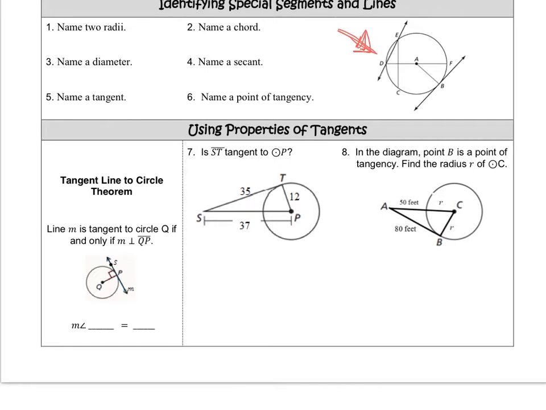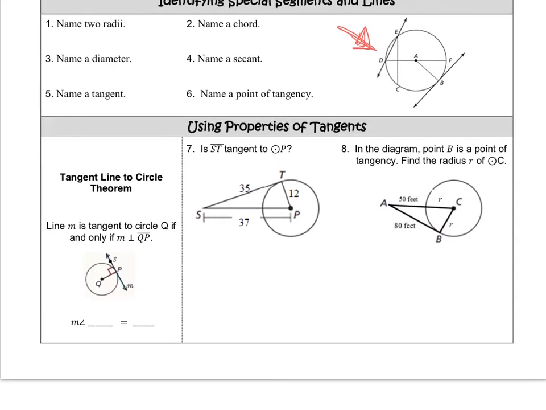All right, so the bottom of this page is still some review stuff. Okay, this is from the other day. Remember that we had learned 2 theorems. The first one was the tangent line to a circle theorem. And what it said is if line M is tangent to circle Q, then it's going to be perpendicular to the radius. So QP here, that is a radius.